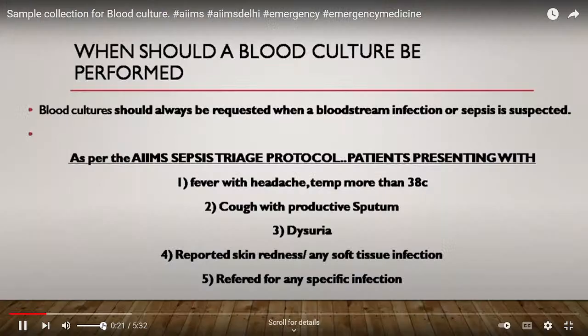Hello, I am Dr. Gaurav Rajvanshi, junior resident from the emergency medicine department, presenting you the video of sample collection for the blood culture in suspected patients of sepsis. First thing, when to suspect sepsis in a patient.